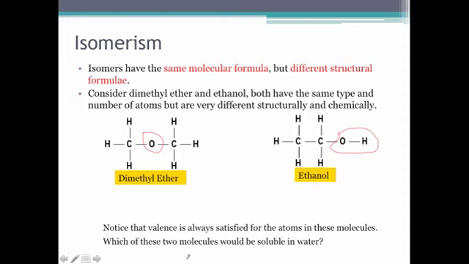I've got a little question here: which of these two molecules would be soluble in water? If you look over here at the ethanol, you'll see there's an OH group here. It's not dissimilar to what you'd expect in a water molecule, which is of course HOH. So this can actually form hydrogen bonds in water, and this fact makes this particular molecule soluble in water, as you well know.